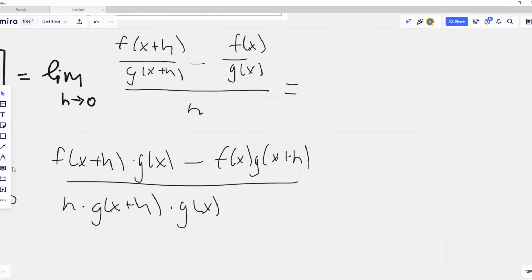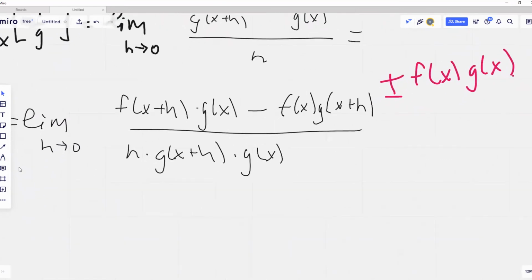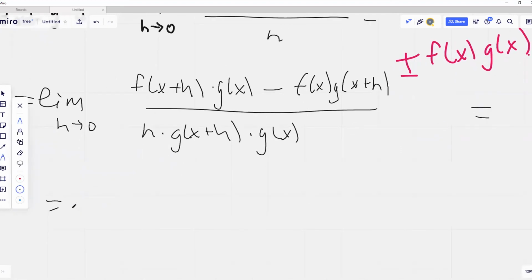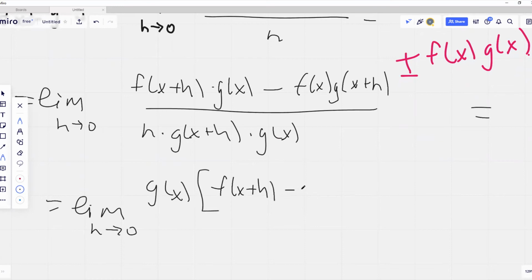Now let's apply the same trick that we used for the first proof. Let's artificially add and subtract the following term: f of x, g of x. Then we will group the following terms in the numerator. We'll group the first term with minus f of x, g of x, and we'll factor out g of x. Here we'll end up with the limit when h is approaching 0, g of x in brackets f of x plus h minus f of x.